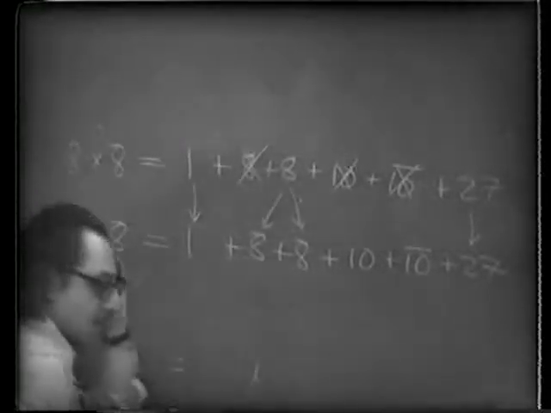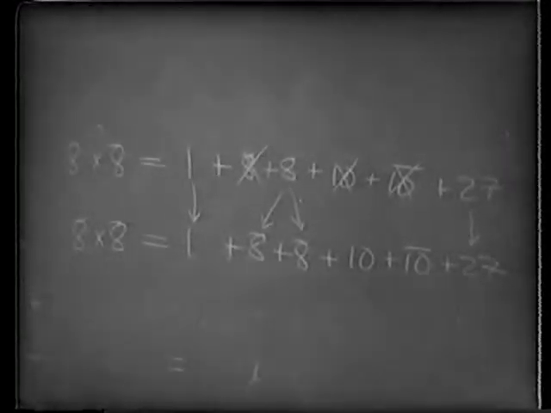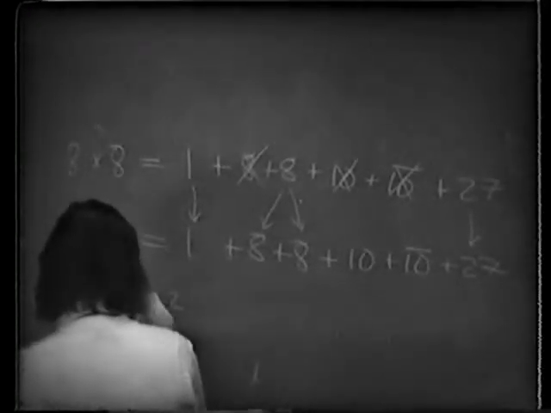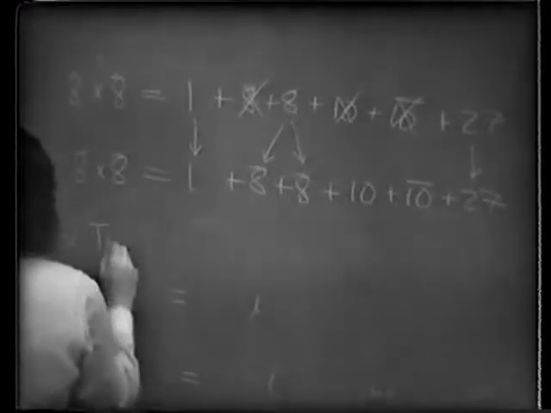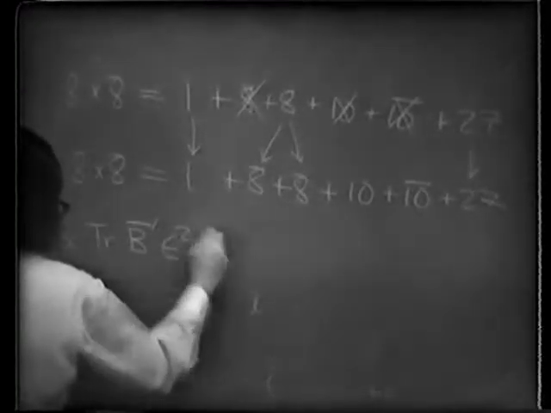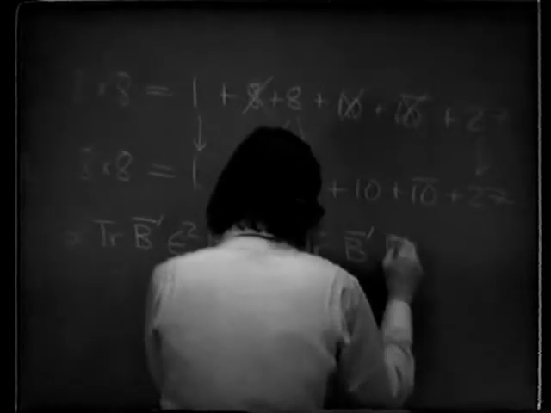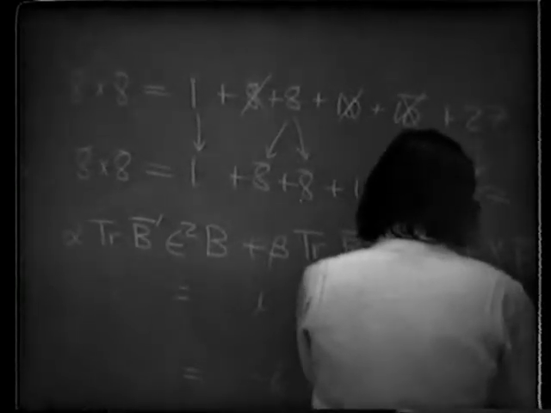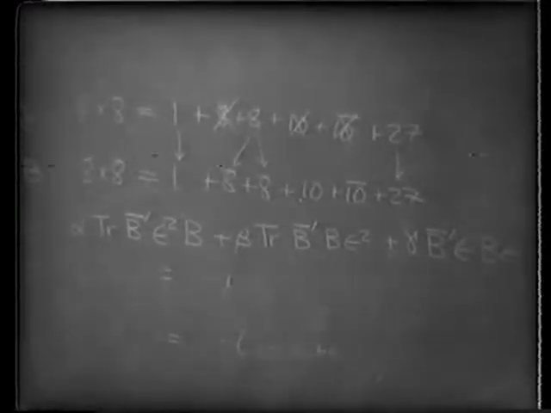Now we have to write down the 3 invariants. They will involve epsilon twice because they involve the current twice. So I will just write down 3 totally randomly selected objects: alpha, trace, B bar prime, epsilon squared, B, plus beta, trace, B bar prime, B, epsilon squared, plus gamma, B bar prime, epsilon, B, epsilon. That has the right things. It's linear in B, antilinear in B prime, involves 2 epsilons for the 2 currents, and is an SU3 invariant.